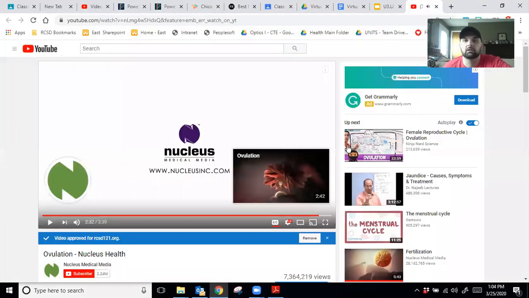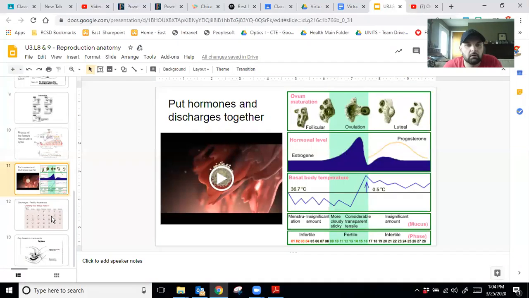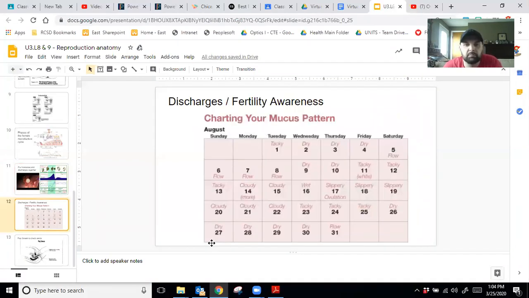Boom, so there you have it. It's a picture diagram of actually what happens during ovulation. This is charting a mucus pattern.